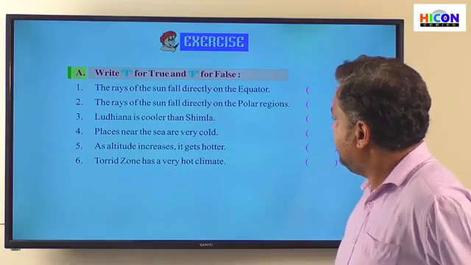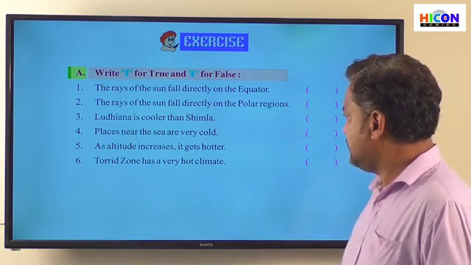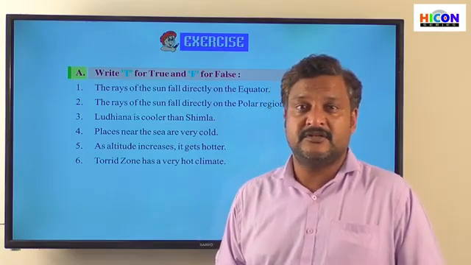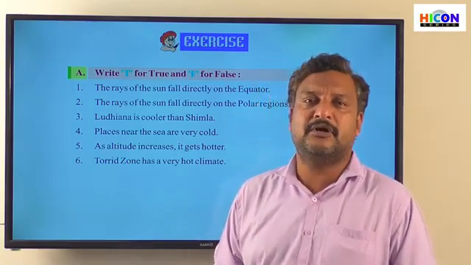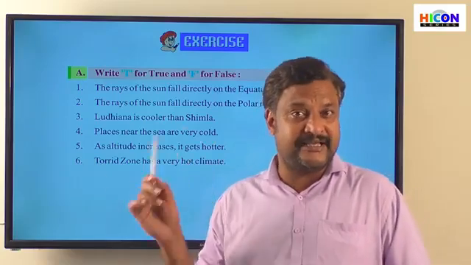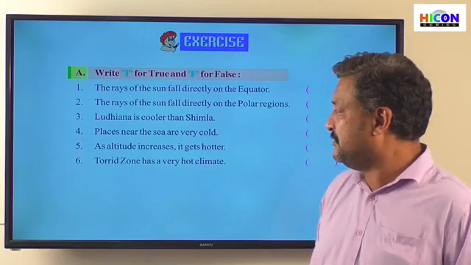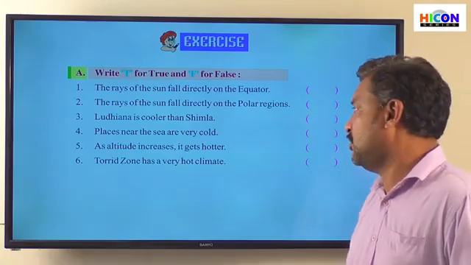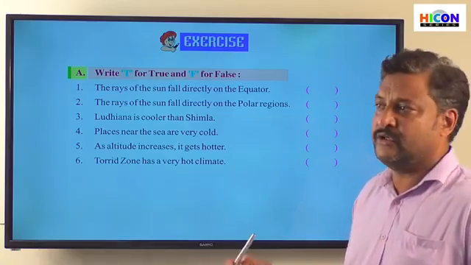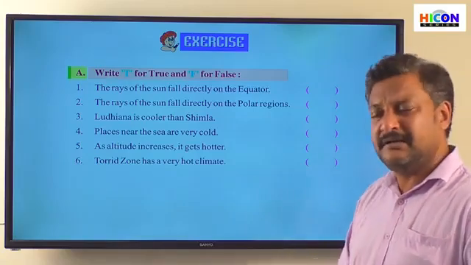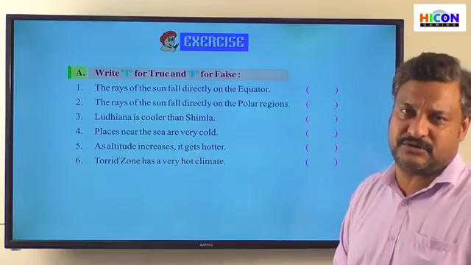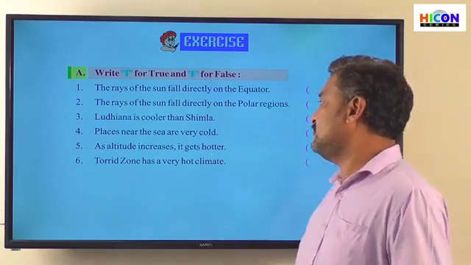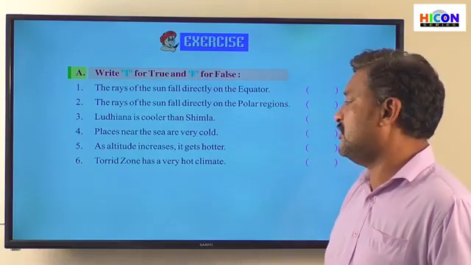Places near the sea are very cold. We have studied in the lesson, with the help of an example comparing Mumbai and Delhi, that Mumbai has a moderate climate, but Delhi has an extreme climate, isn't it? So does it mean that the coastal regions are comparatively cooler? No. They are not cold. They have a moderate climate, neither too cold nor so hot, because of land breeze and sea breeze. So the answer for the fourth sentence is again false.